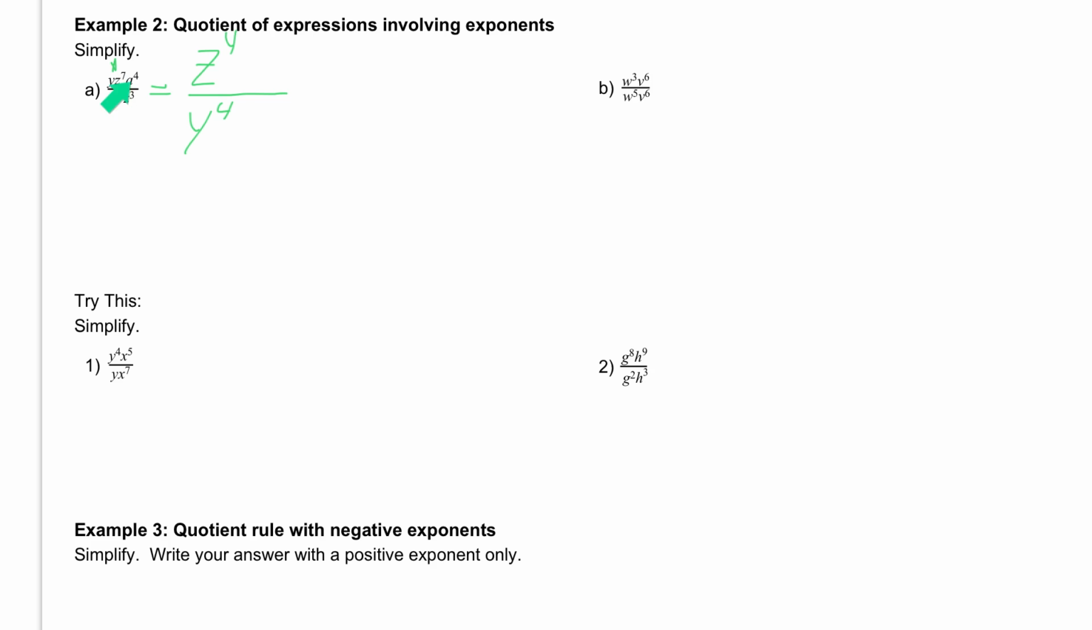And then I take a look, I still have an a to the 4th. There's no other a base to combine it with, so that a to the 4th is going to stay on the top. So my final answer is z to the 4th times a to the 4th, all divided by y to the 4th.